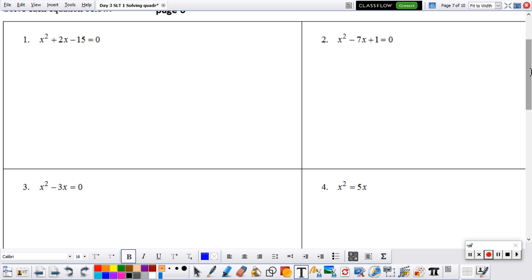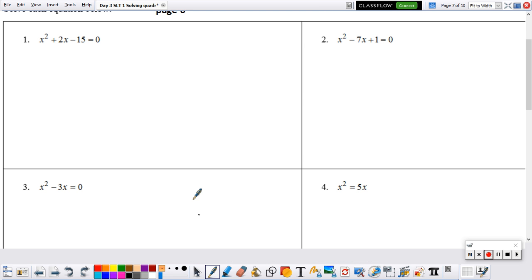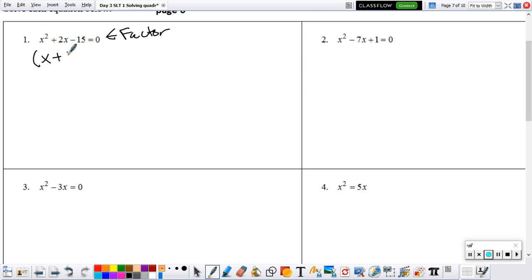Okay. Hopefully you realize that we have one problem right up here. Number 1 is a beautiful factoring problem. Because we can just factor it to x plus 5, x minus 3, and we are done. The end.